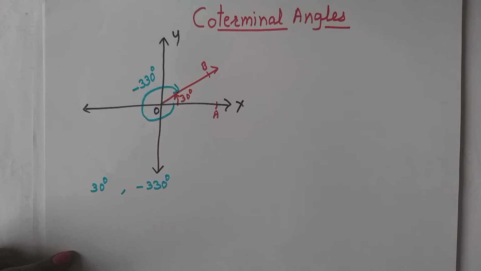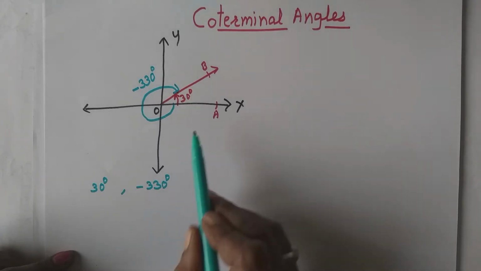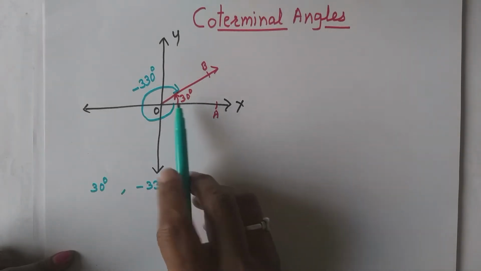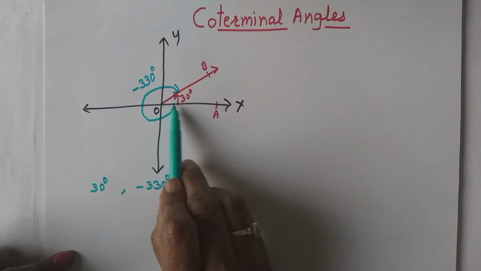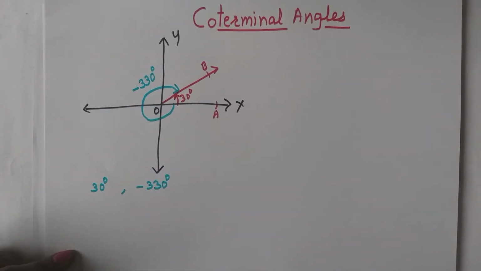Then what will be the definition of coterminal angles? See the definition: directed angles of different amounts of rotation having the same position of initial and terminal rays are called coterminal angles. It means directed angles may have different rotation and measure, but their initial and terminal arms should be the same. For the angle of 30 degrees, the initial arm is OA and the terminal arm is OB. For the angle of minus 330 degrees, the initial arm is also OA and the terminal arm is OB.